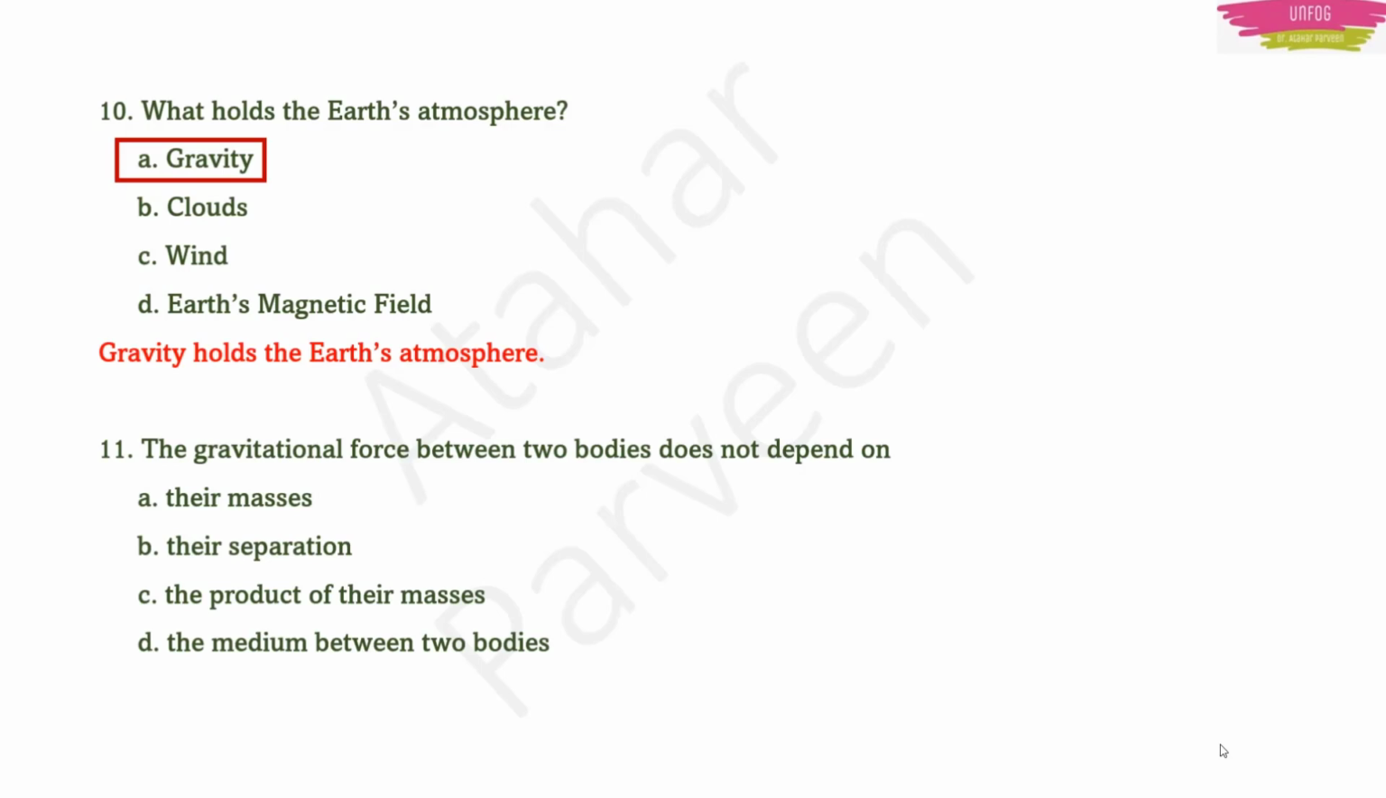Next, question number 11. The gravitational force between two bodies does not depend on. See friends, you have to read the question properly. Their masses, their separation, the product of their masses, or the medium between the two bodies. According to our formula, F is proportional to m1 m2 upon r square. It is directly proportional to masses, inversely proportional to separation, and directly proportional to the product of their masses. What is the one remaining, which will not hold good here? That will be the medium between the two bodies. Whatever the medium is, gravitational force will be present between those two bodies.